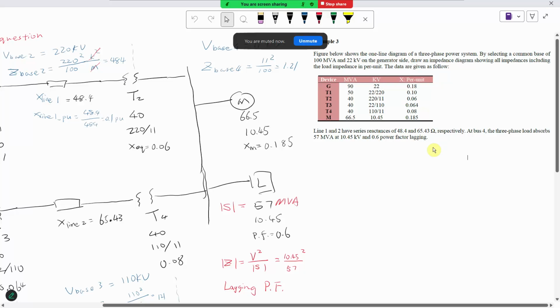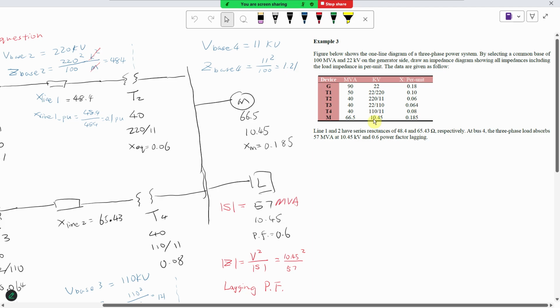Okay, I'm having a very quick walkthrough of this example 3. The figure below shows the one-line diagram of the three-phase system.